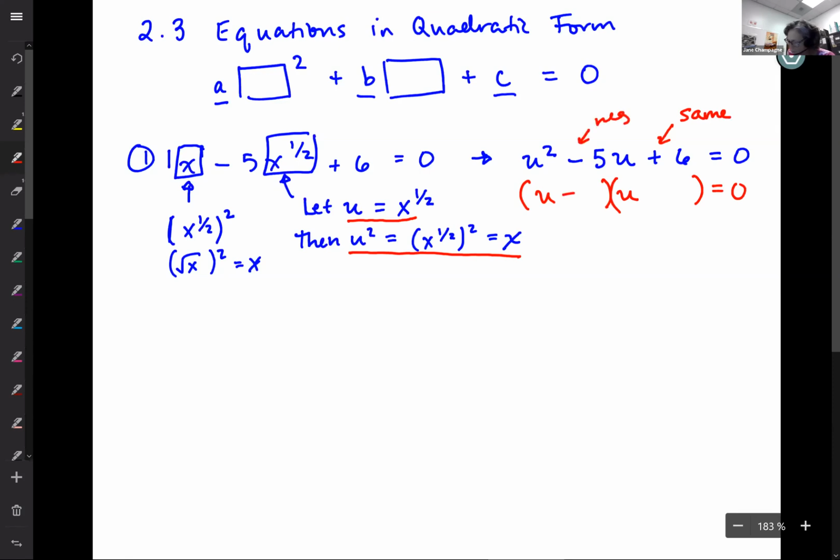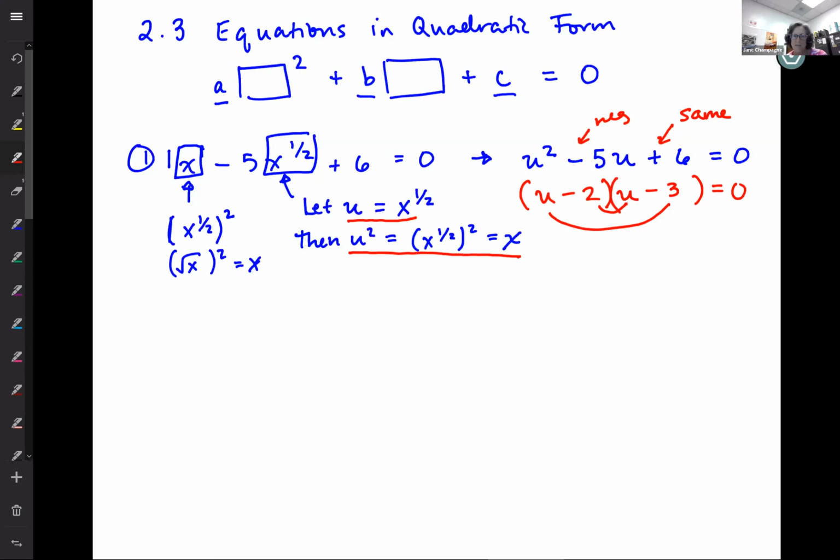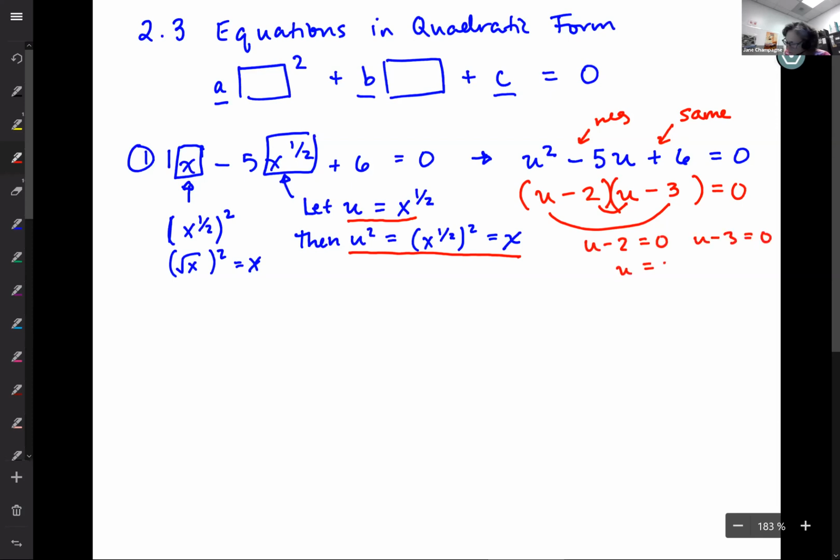So that means we want to find two numbers that multiply to give you 6 whose sum is 5. So that's 2 and 3. Sure enough, we get a -2u and a -3u. That gives you -5u in the middle. And -2 times -3 is +6. So then you set each factor equal to 0. u equals 2 or u equals 3.